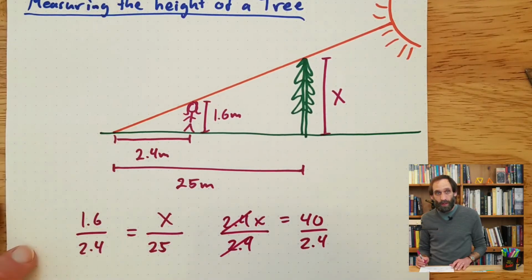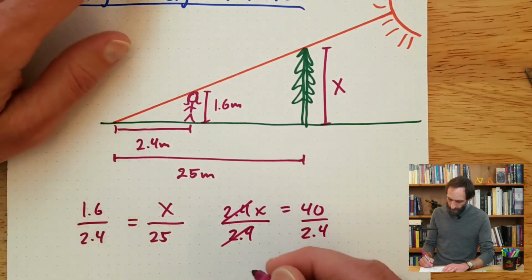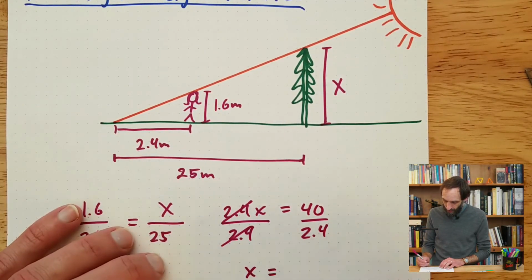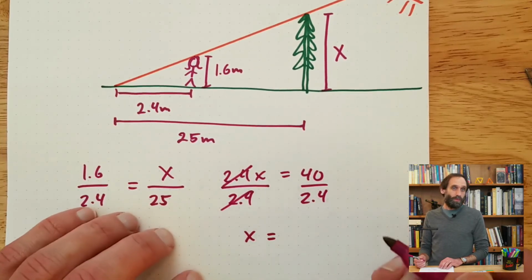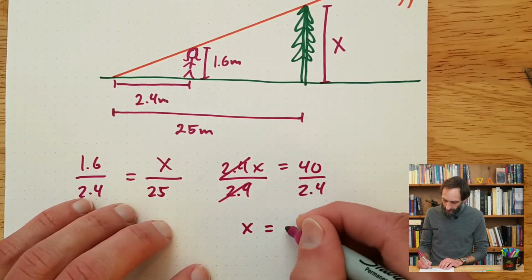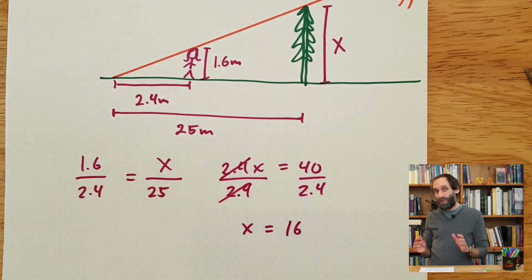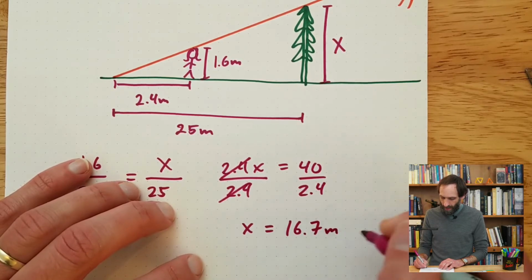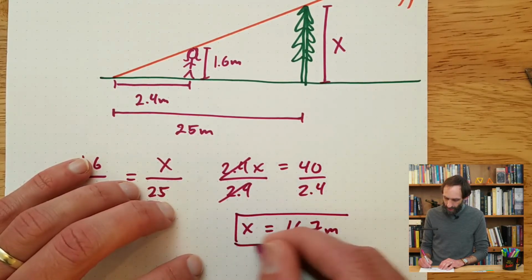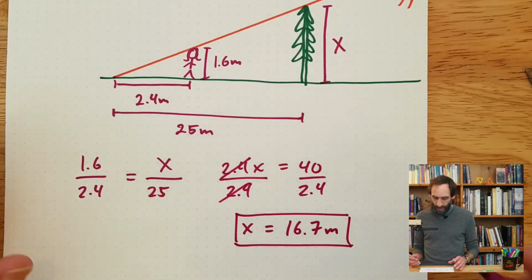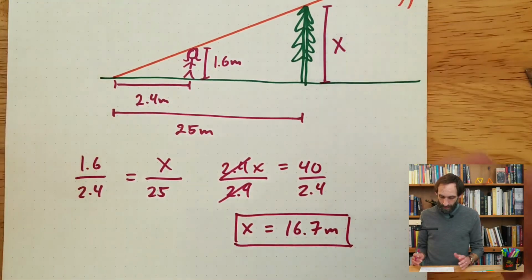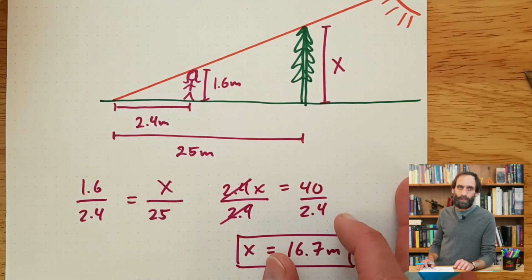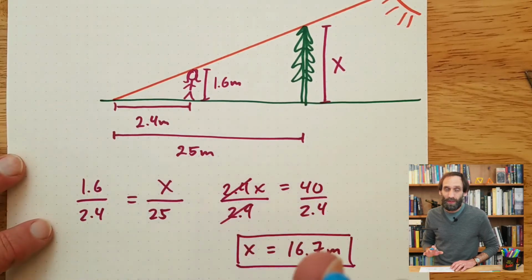These cancel out. And it turns out that once we take 40 divided by 2.4, you can plug that in a calculator. You're welcome to do that. Or you can do it the long way or do it in your head if you're able to. But you're going to end up with 16 2/3, which is 16.6 repeating. I'm going to round it off to 16.7, the nearest tenth of a meter. So what that means is our estimate for the height of this tree is 16.7 meters. Okay, so that seems simple enough.